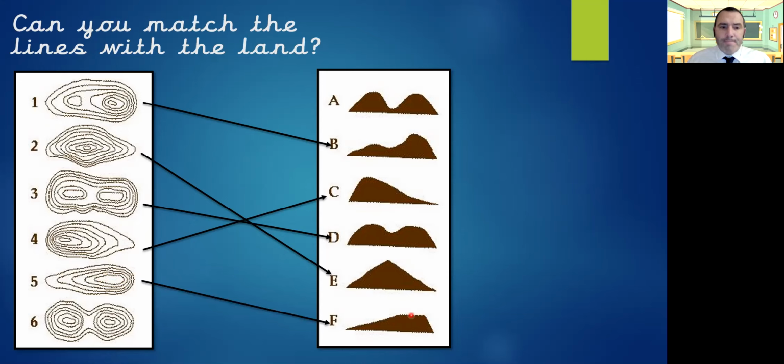Number 6, we've only got one option left, which is A. But if we look at the features on this, we've got lots of contour lines above the flat area in the middle. So there's a big difference in height between the bottom of the hills and the top of them, which is why this one here goes with number 6.